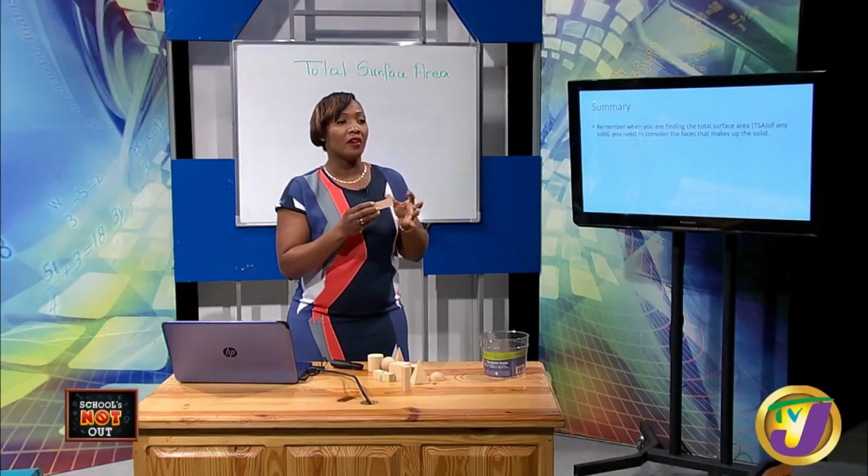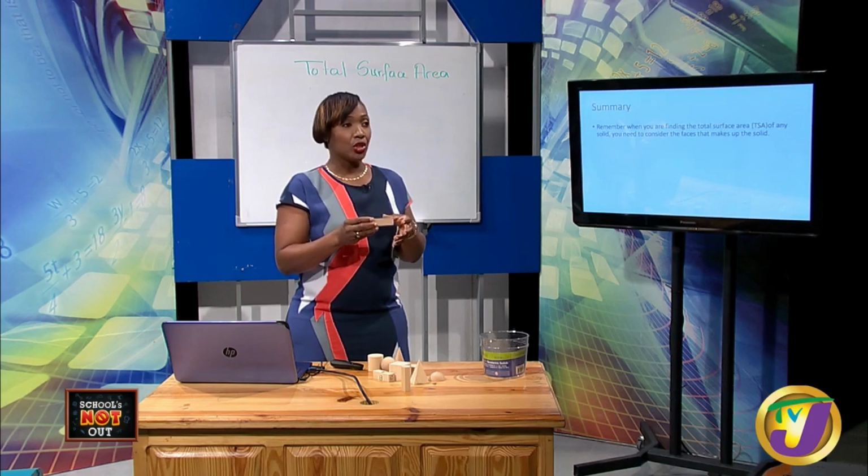When you figure out what faces make up the solid, you would determine the area of each face, and then you'd sum these faces in order to give you the total surface area. That is all the area of that solid.